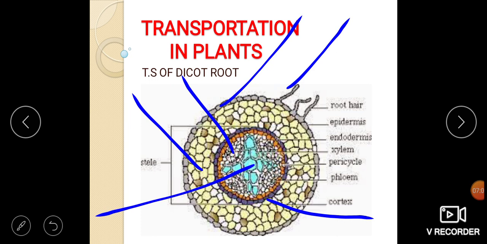The main aim of showing this diagram is to show how the water is absorbed and then transported from cell to cell. I told you about the root pressure also, cell to cell, and finally it leads into the xylem. Let us see in the next slide here.